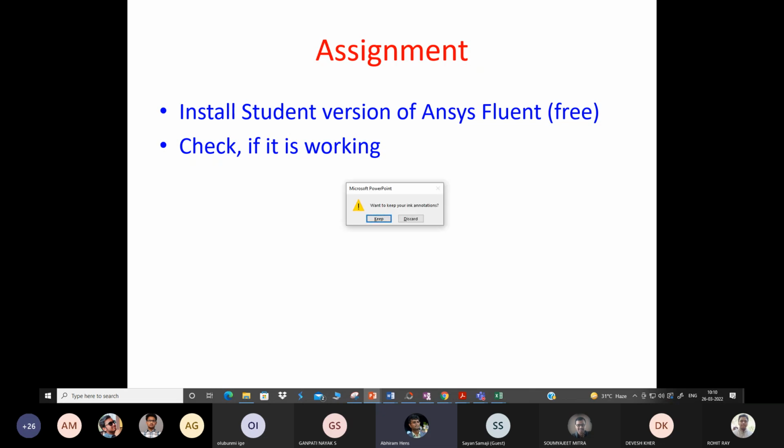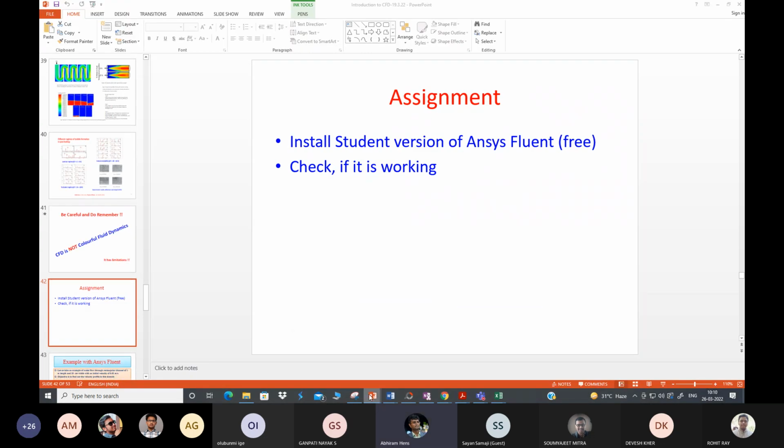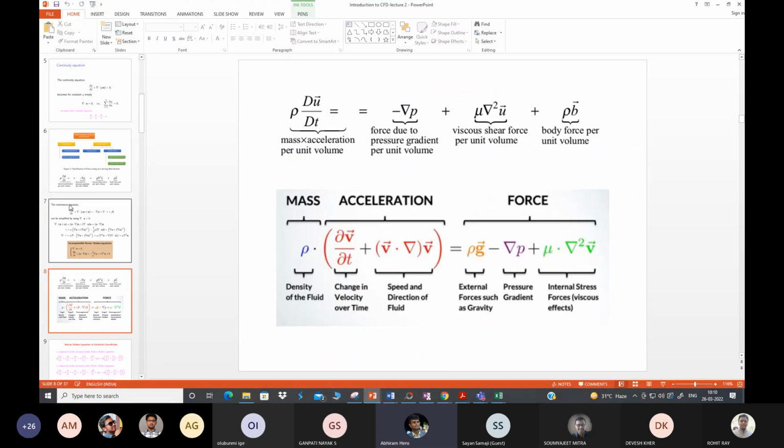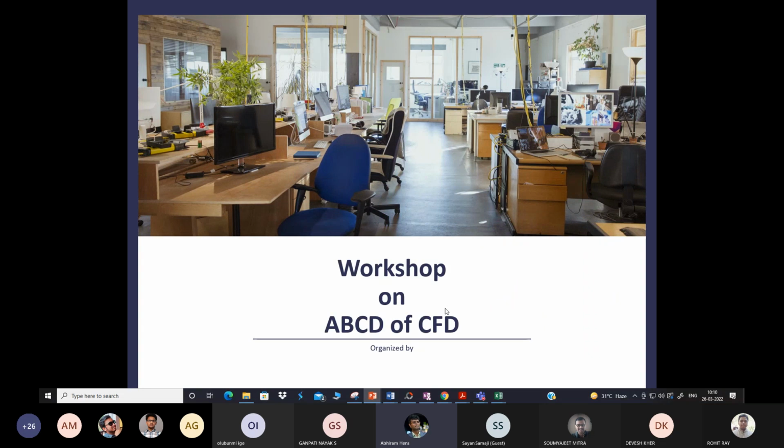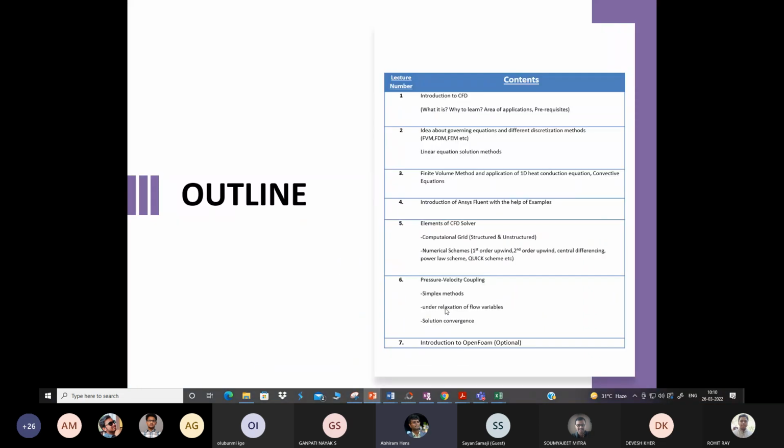But for the time being, let us come to the new session of today that will deal with the governing equations and a little bit of numerical methods. So now we will start this lecture 2, this part. Okay, so this part we will cover now. It is all about the idea about governing equations and different discretization methods.